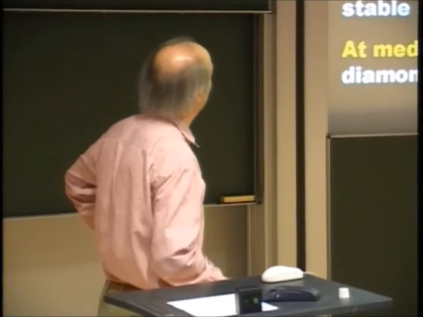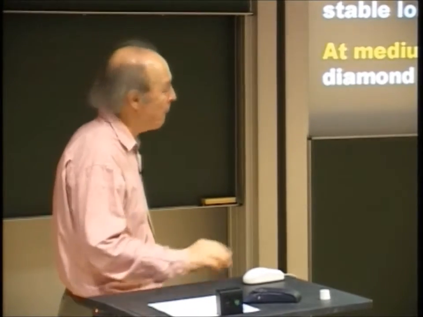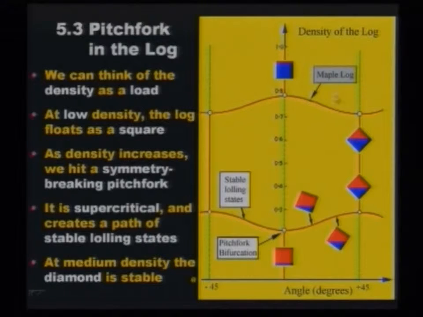This is the behavior of the log. Imagine a log with a variable density. You can imagine perhaps that we have lots of different logs, or the same log can somehow mysteriously change its density. As the density increases, first of all, it's stable floating like a square, and then we get a pitchfork bifurcation, which breaks the symmetry.